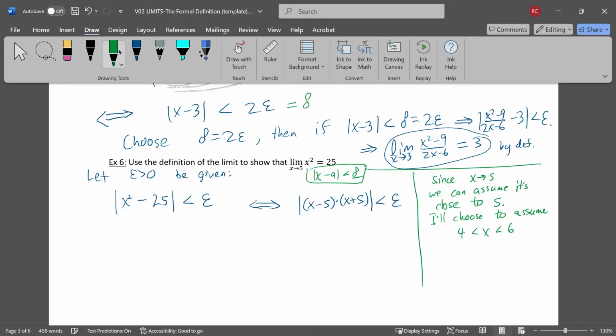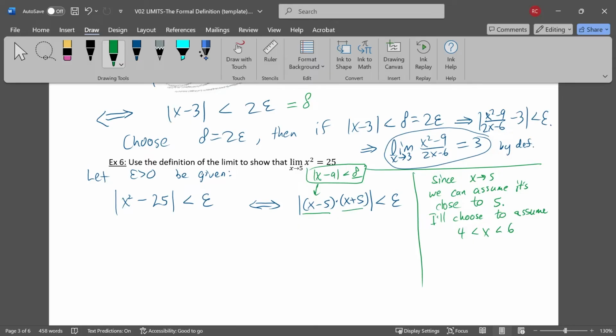Now, I want to be clear. You could assume a smaller interval, right? You could make x between 4.9 and 5.1 if you want. I just picked easy numbers, right? But what we know is that x is going to be close to 5, and it can be as close to 5 as I want for the purpose of working out this inequality. So if x is between 4 and 6, well, look, I've got the absolute value of x minus a right here, the absolute value of x minus 5.